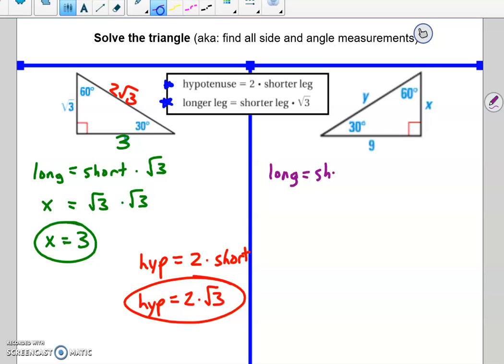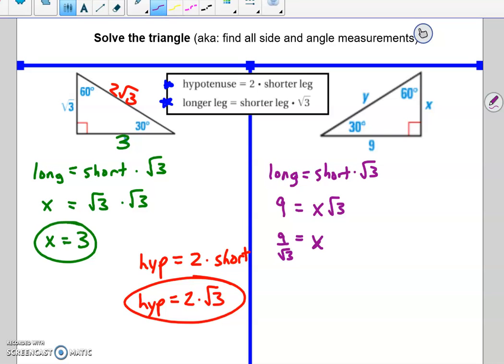Longer leg equals the shorter leg times the square root of 3. And now I plug in what I know. The longer leg is 9. The shorter leg is x that I'm trying to solve for. I'm going to multiply that by the square root of 3. I'm going to divide both sides by the square root of 3. Okay, so over here I'll have 9 over the square root of 3 equals x.